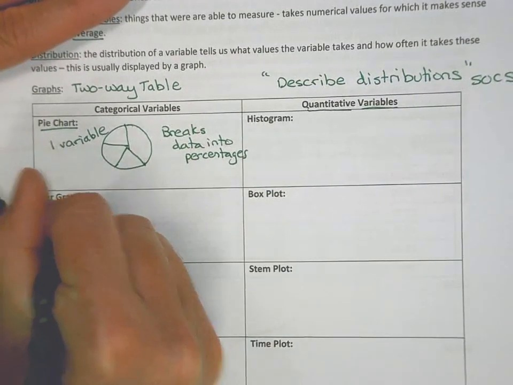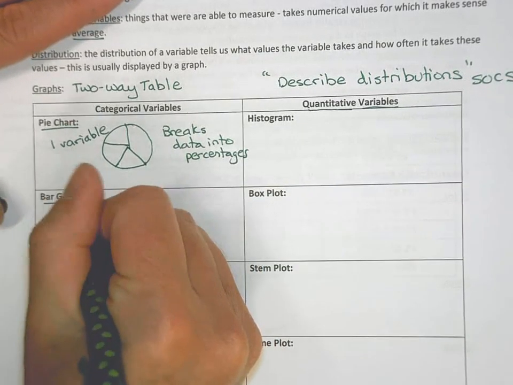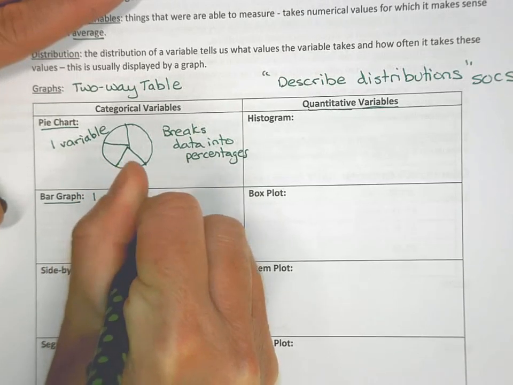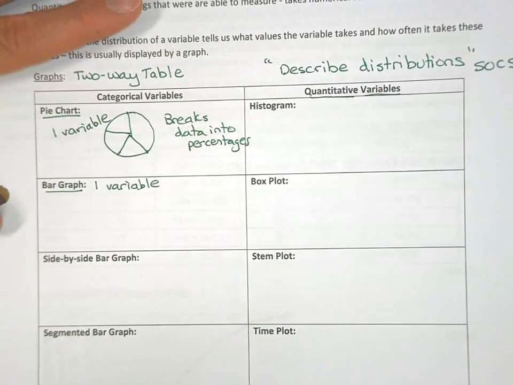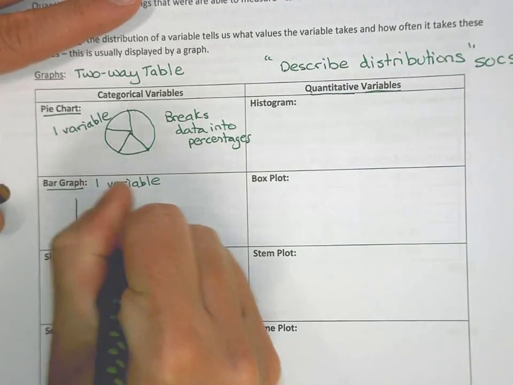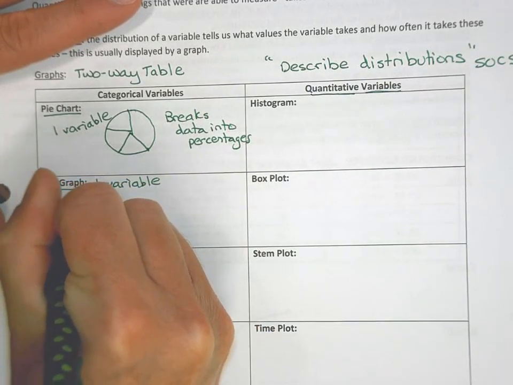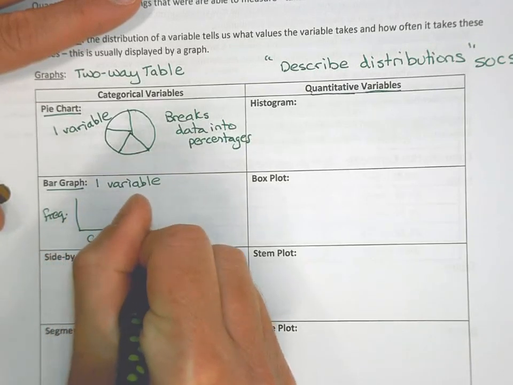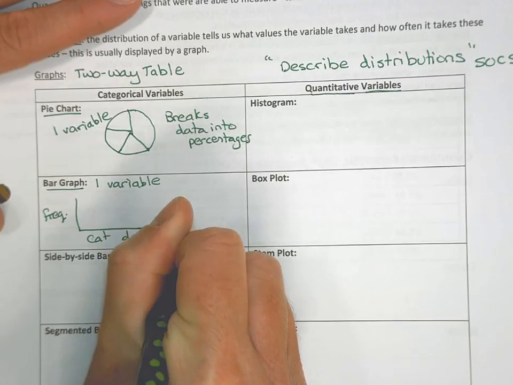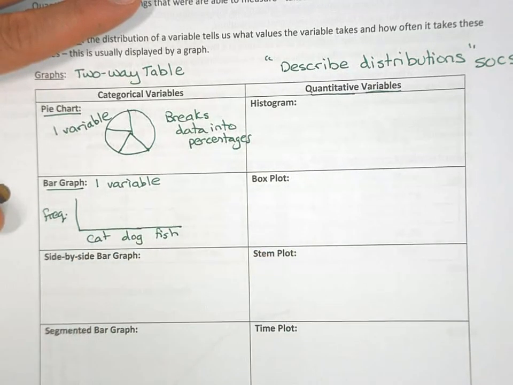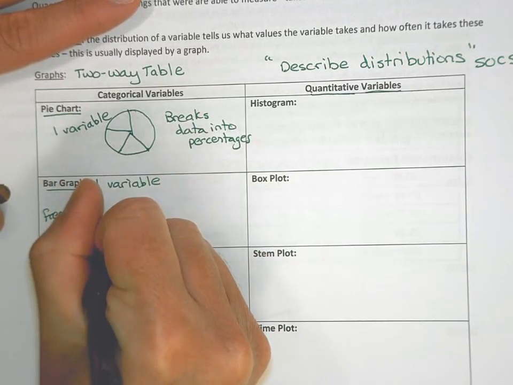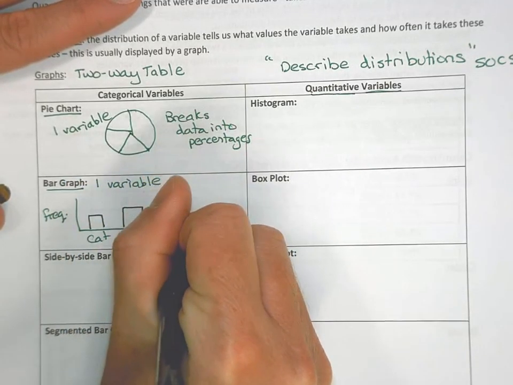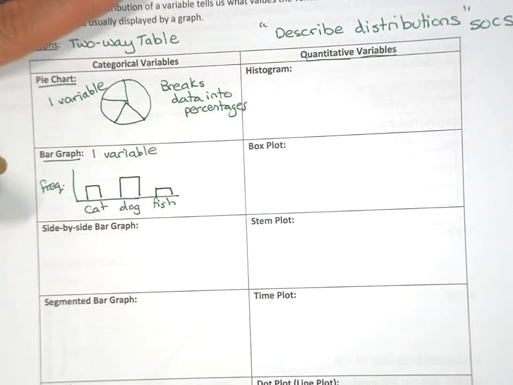Now we have our bar graph or bar chart. This is just on one variable still. You're taking that one variable and breaking it up by its characteristic. You have your frequency on your y-axis, and you could have a cat, a dog, fish, whatever you want. And then of course they would have different amounts, and that's represented with how high the bars are.